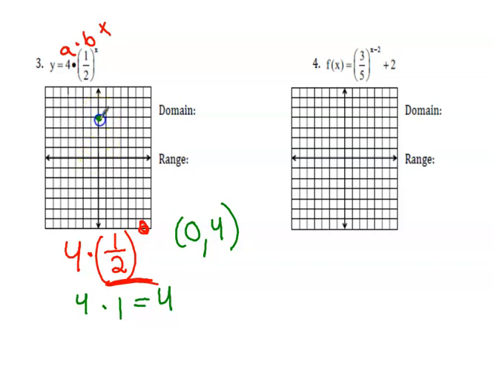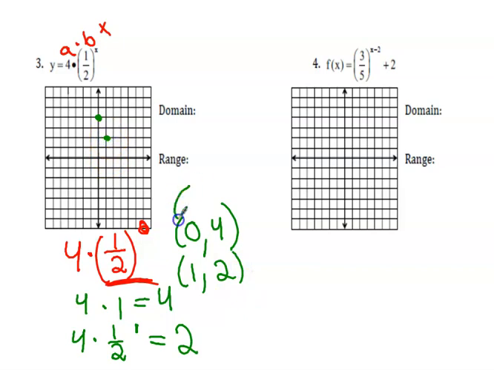It is shifted up, right? Okay, it's just because it's stretching. It is stretching what we're doing. All right, what if I plug in 1? Okay. So that's 4 times 1/2, which would then be 2. So I've got 1, 2. So over 1, up 2.